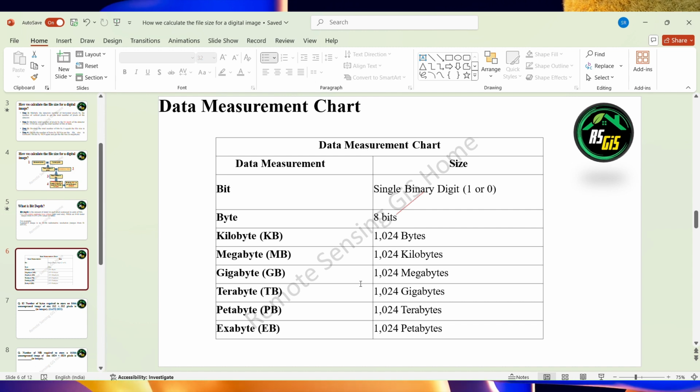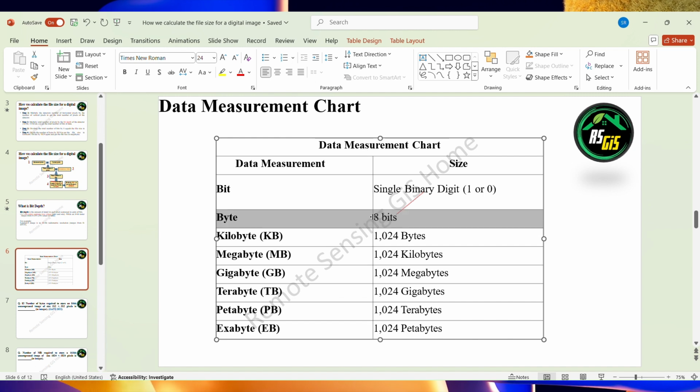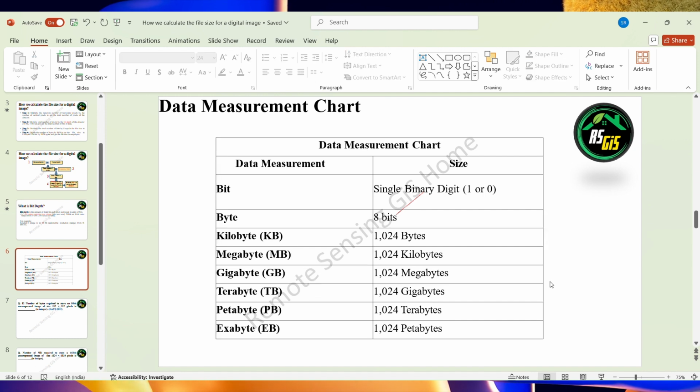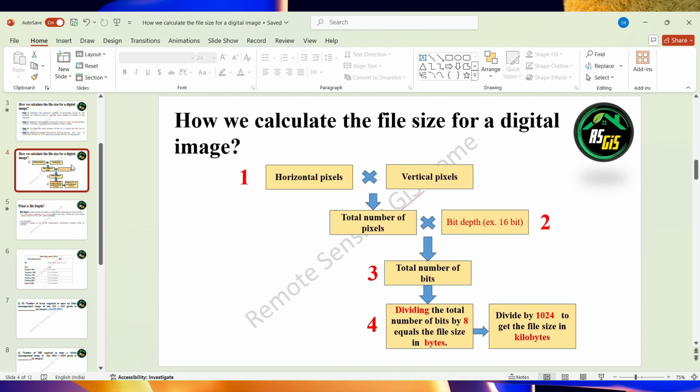It may be GB, it may be MB. If they need GB, then first divide by 8 to get the values in bytes, then divide by 1024 for kilobytes, again by 1024 for megabytes, and once more by 1024 to get the values in gigabytes. So this is the flow chart of this whole thing.